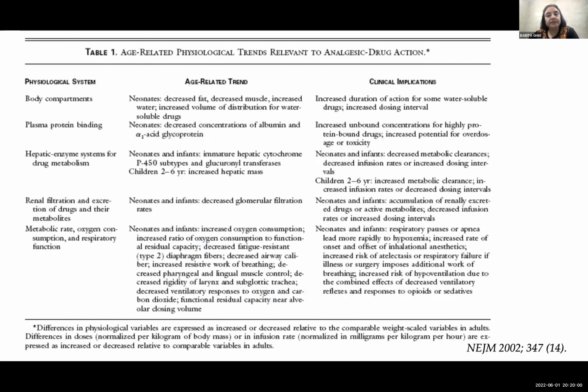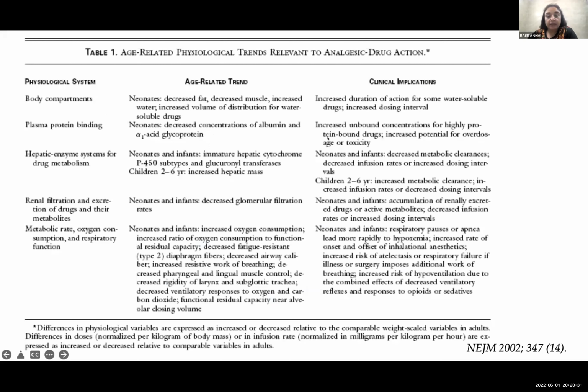Before we move on to the various pharmacological approaches, we should know about the age-related physiological changes of the pediatric patient. Neonates usually have decreased fat, decreased muscle, and increased water, so an increased volume of distribution for the water-soluble drugs is seen. So there would be an increased duration of action for some of the water-soluble drugs, and an increased dosing interval might be required. Neonates do have decreased concentration of albumin and alpha-1 acid glycoprotein.